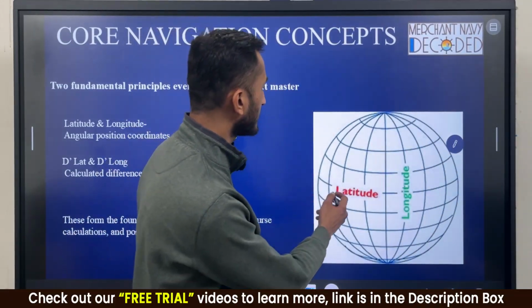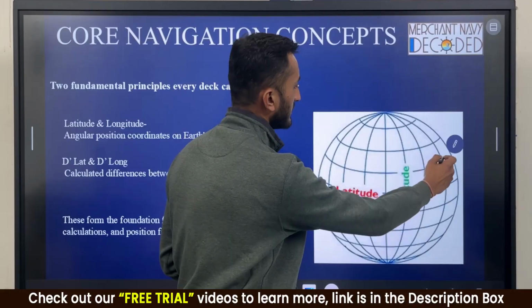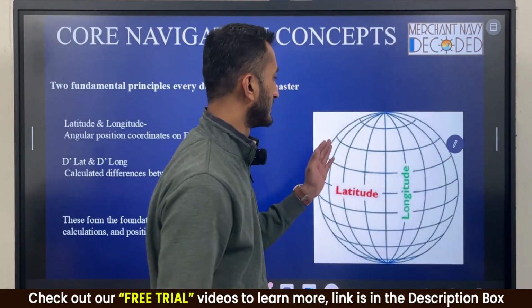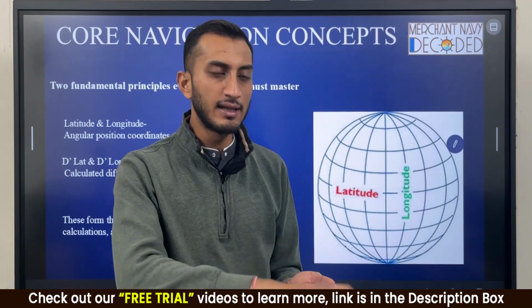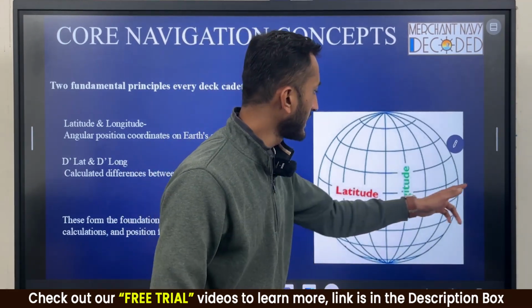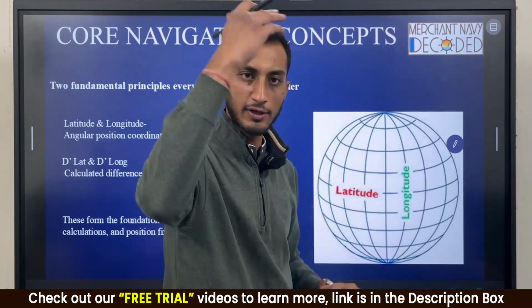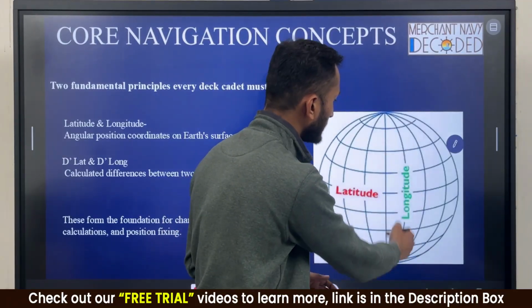You can see in the diagram the horizontal line is the latitude. You can say latitude is the lateral line, which is the horizontal line, and longitude, you can say long is for tall people. So this is the longitude. Okay.